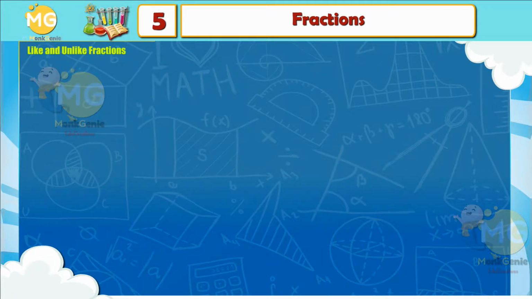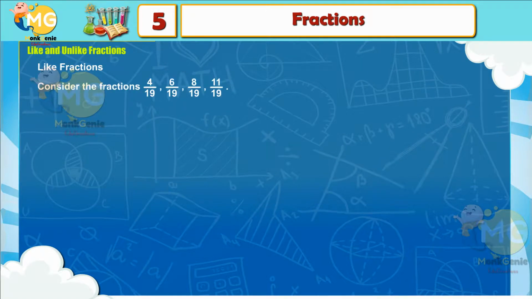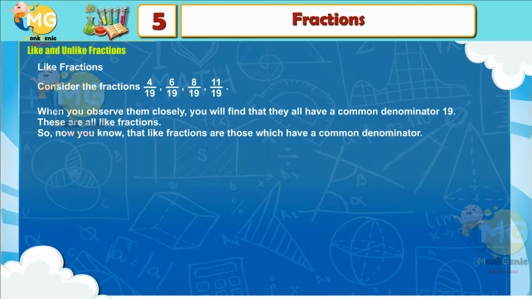Like and unlike fractions. Like fractions. Consider the fractions 4 upon 19, 6 upon 19, 8 upon 19, 11 upon 19. When you observe them closely, you will find that they all have a common denominator, 19. These are all like fractions. So, now you know that like fractions are those which have a common denominator.